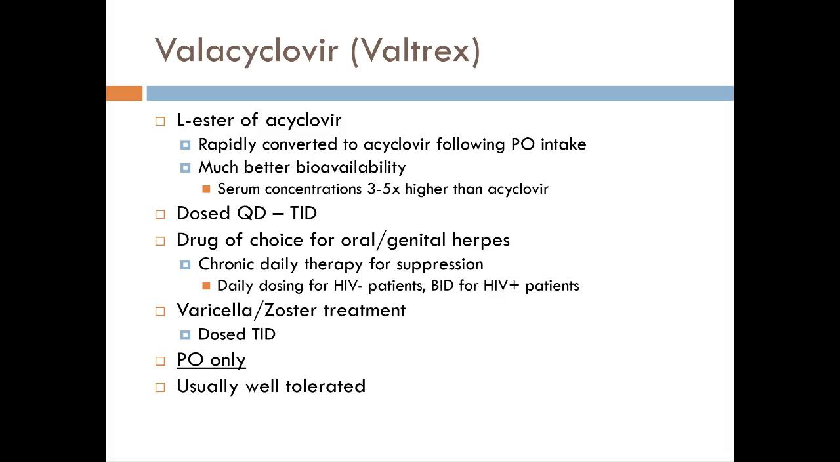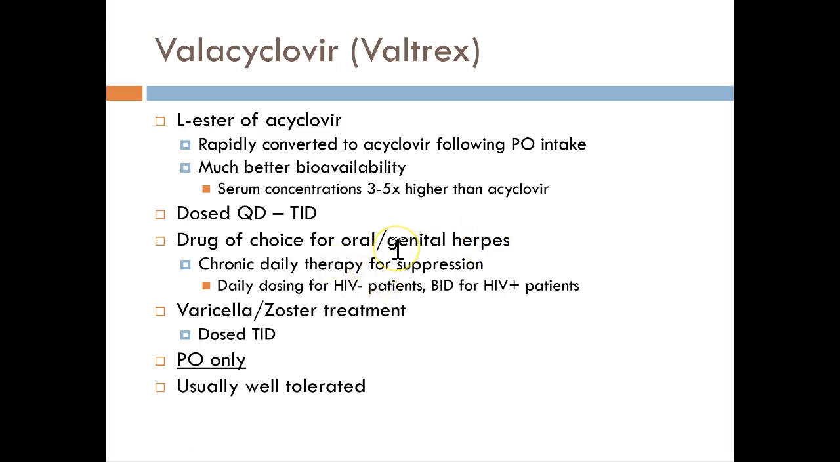So your serum concentrations are much, much higher than if you took plain oral acyclovir. It's usually dosed once to 3 times a day, depending on what you're trying to treat. If you have somebody who's got their first oral or genital herpes outbreak, you're probably going to look at a BID or a TID regimen. If you're using suppressive therapy, some people might take it chronically for different reasons, maybe they're immunocompromised or whatever it might be, but sometimes you might see once daily regimens for that. And that's what I've got here as well.